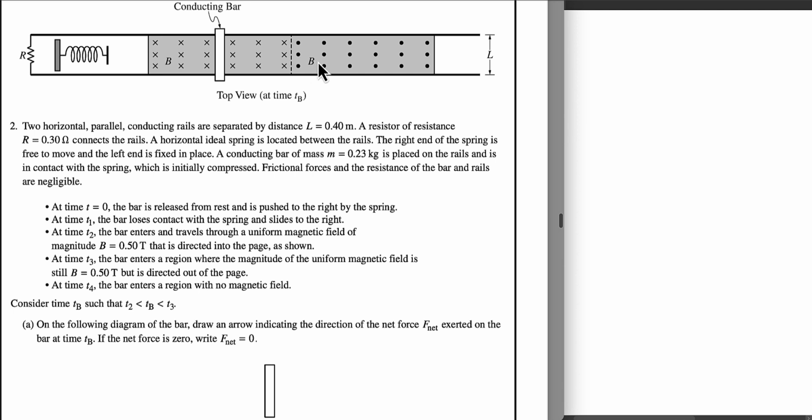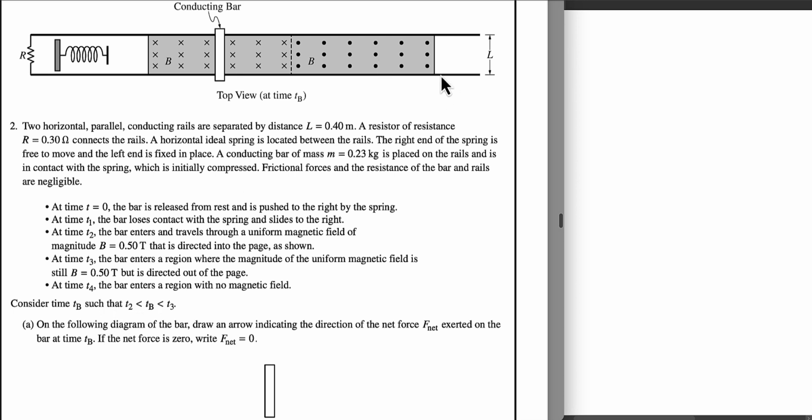Now, the second magnetic field region has the same magnitude of the magnetic field. However, the direction is reversed. So the cross sign here represents the magnetic field going into the page. Now the dot here represents the magnetic field going out of the page. So now we reverse the magnetic field. However, you will see that the magnetic force acting on the metal bar is still to the left. Even if we change the direction of the magnetic field, we still have that leftward direction.